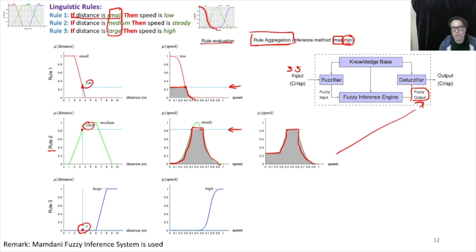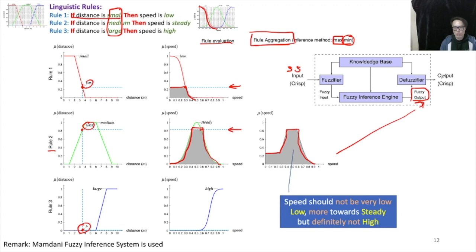Right here is the fuzzy output, and we pass the whole shape into the defuzzifier to generate the output, a numerical value. We call this defuzzification. For this gray area, in words, we humans can interpret what it means, but the machine does not understand that. So we have to turn it into a numerical value.